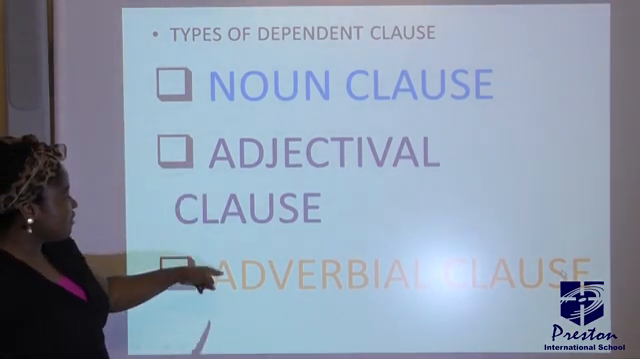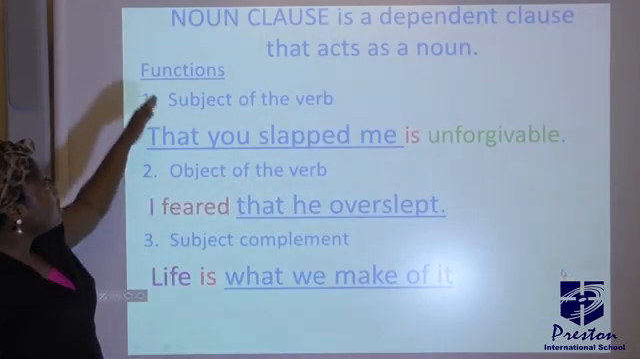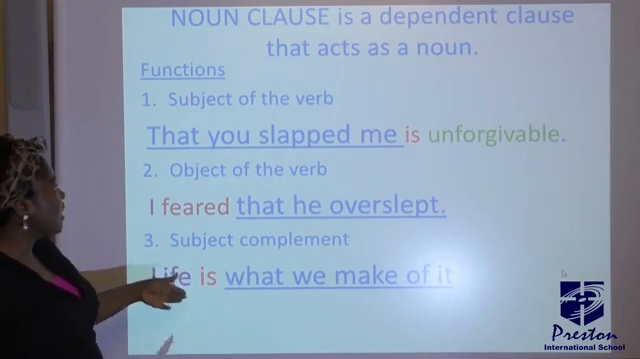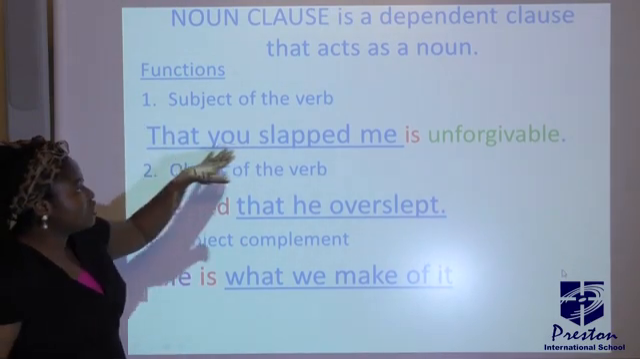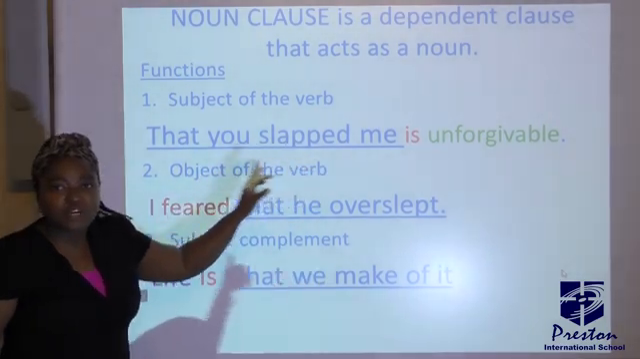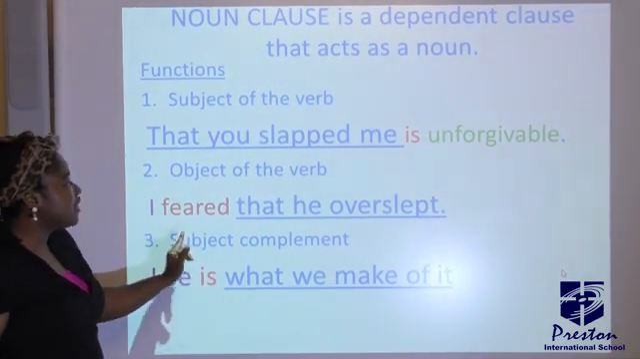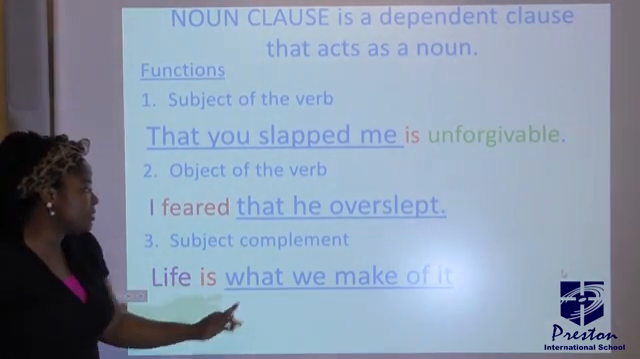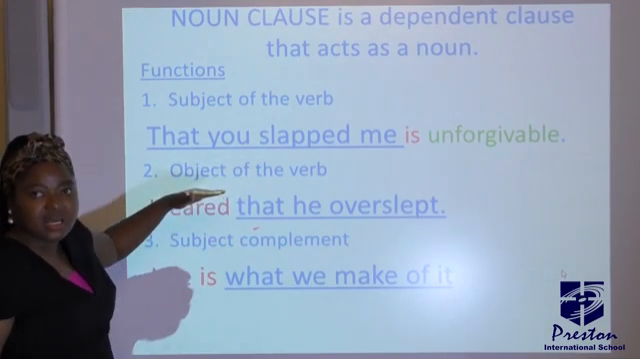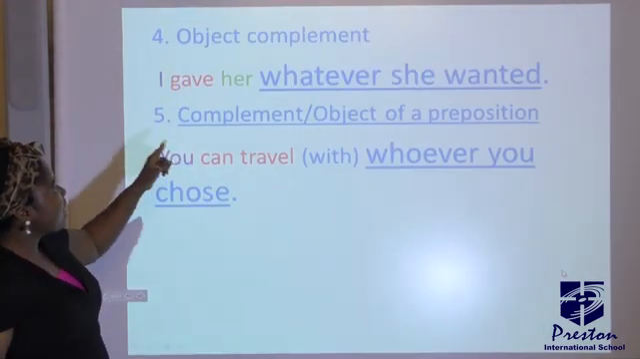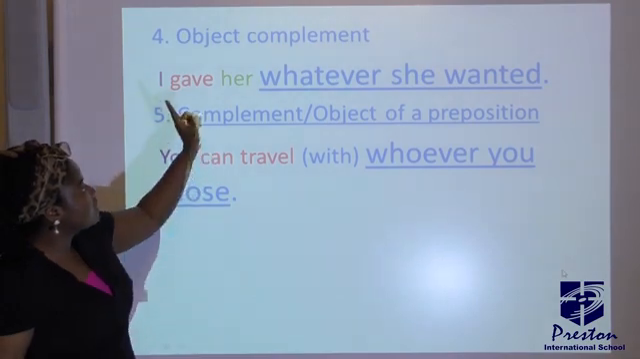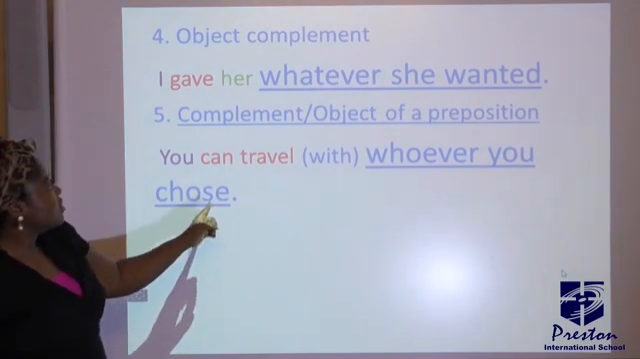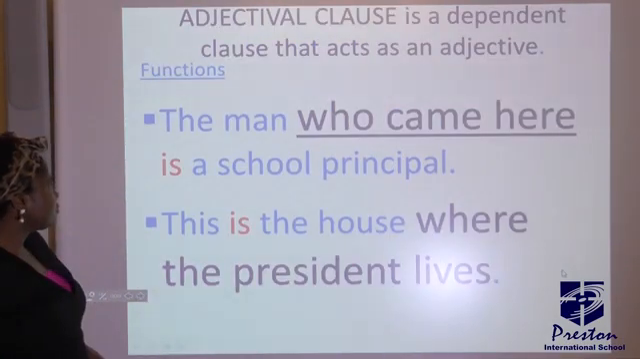So, three types of subordinate clause: the noun clause, the adjectival clause, and the adverbial clause. Then, these are the functions of the noun clause. I've taught you this over and over again. Subject of the sentence: that you slapped me is unforgivable. Object of the sentence: I fear that he overslept. Subject complement: life is what we make of it. All these are subordinate noun clauses. I gave her whatever she wanted. That's the object complement. And you can travel with whoever you choose. That is the complement of a preposition.